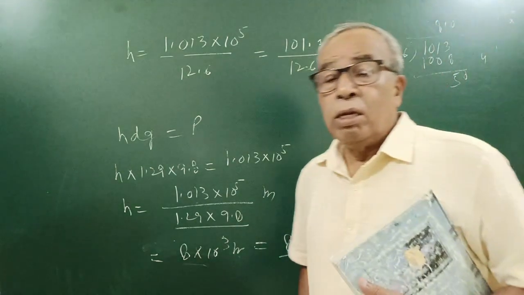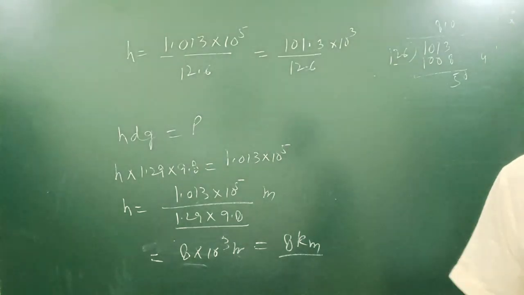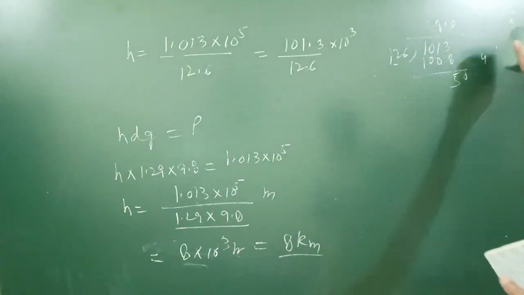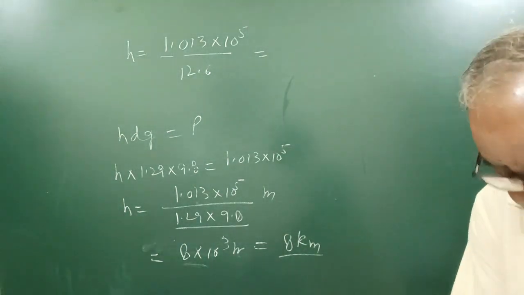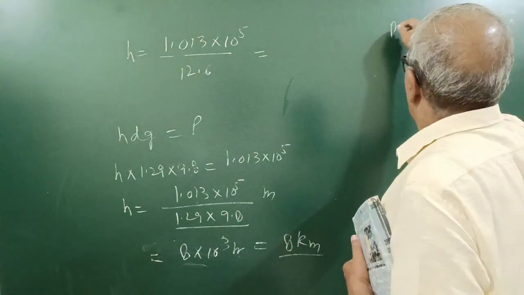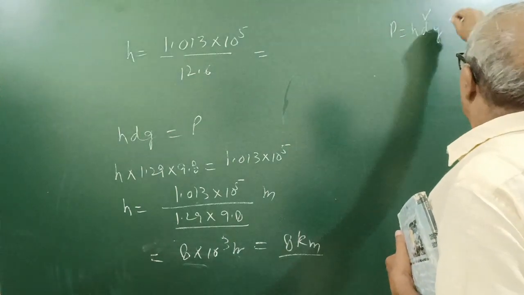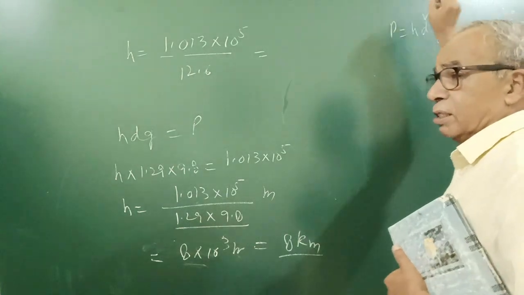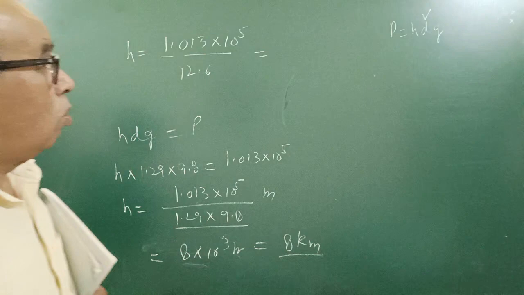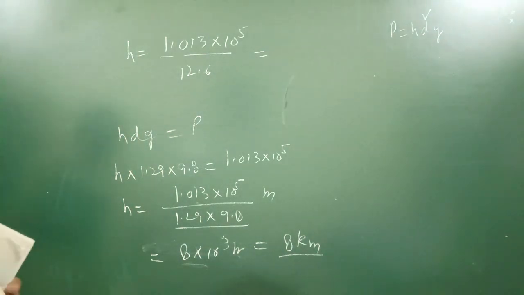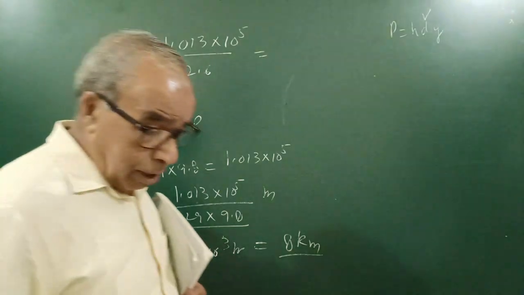But this is not the case. Why? Because as we move up, the density of air decreases, by P equal to hdg. P equals our hdg. Density decreases and absolute pressure also decreases. Both decrease as we go up in the air. So if we consider that, then the height of the atmosphere is very large.